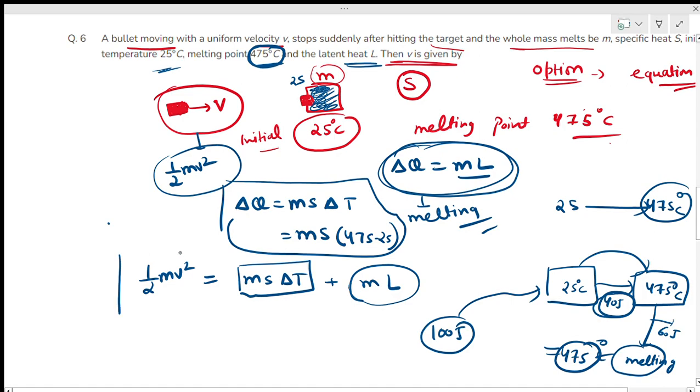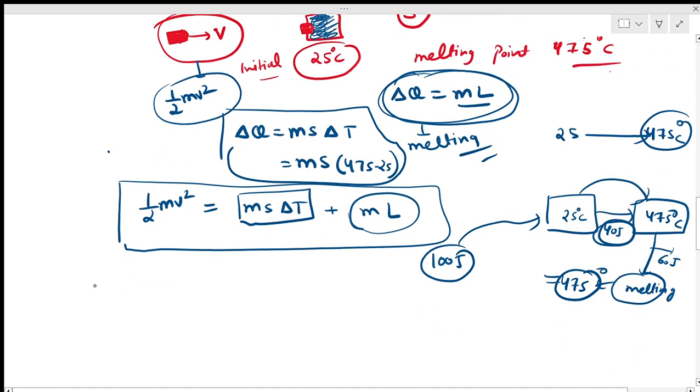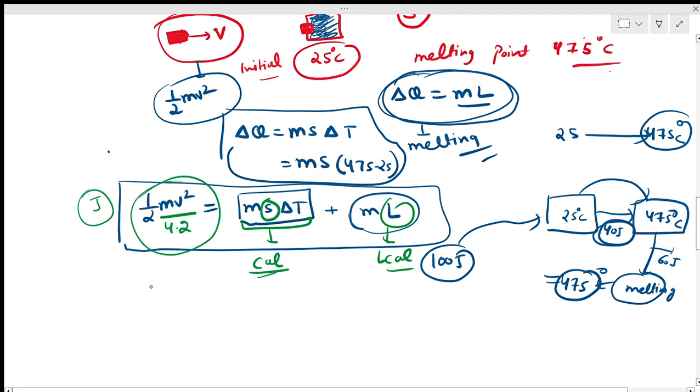So this is the correct equation. But there is also one problem here. Can you identify the problem? I will tell you. The S value in this data is mostly in calories, and L also is in calories. But this is in joules now, so we must convert into calories; here, divide by 4.2. If it is in joules, then you don't need to. Just be careful with units.